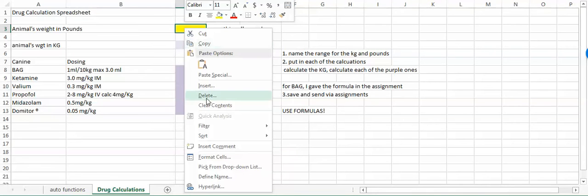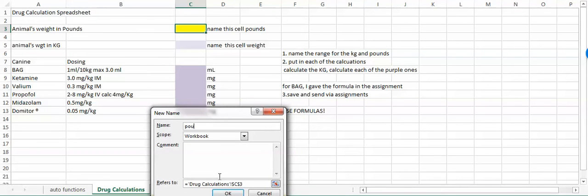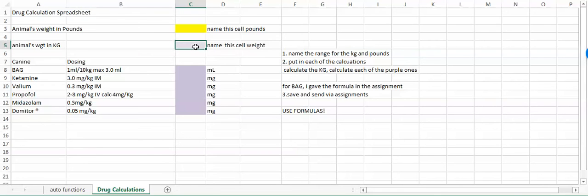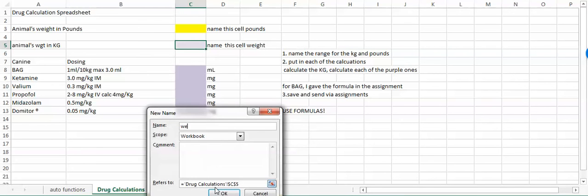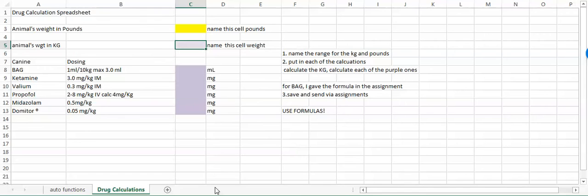So we're going to name this cell pounds, define name, and we're going to name this cell weight. It'll make it easy to use in our equation. So we're going to divide pounds by 2.2. For that equation, anytime I type in a weight, it's going to calculate the kilograms for me. You'll want to memorize this conversion, by the way. You're going to use it a lot in pharmacology.